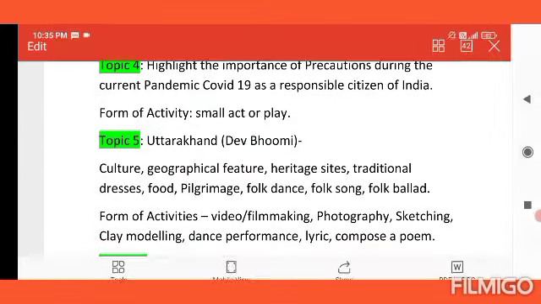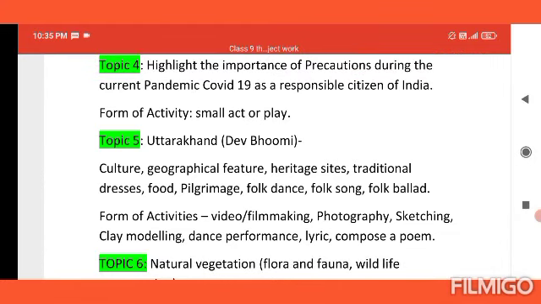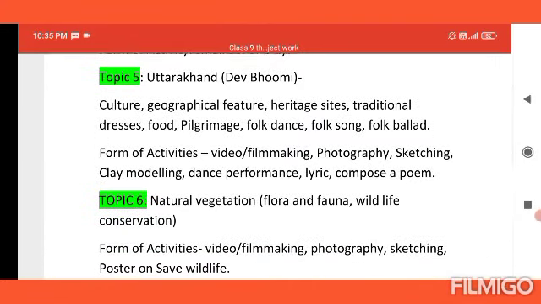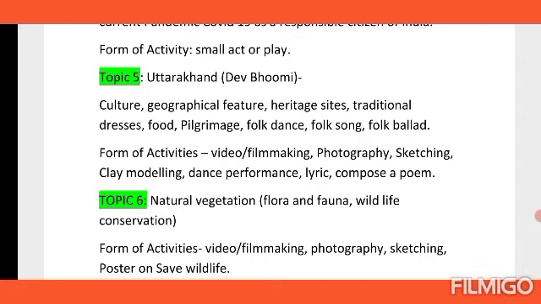Then the fifth topic is Uttarakhand Devbhoomi. In this you have to show in the form of art the culture of Uttarakhand, geographical features of Uttarakhand, heritage sites, traditional dress, food, pilgrims, folk dance, folk song, folk ballad. Folk ballad means a poem or a song narrating a story in a short stanza. Any poem or song which describes a very big story in a short stanza is called a ballad.